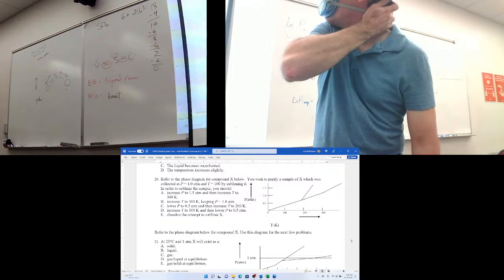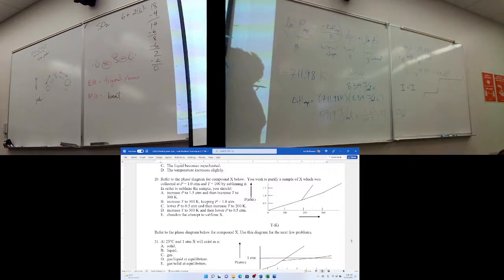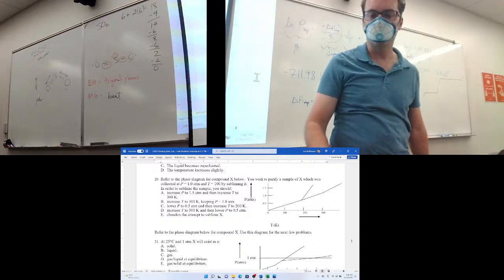So in this case, the answer is C. You have to lower to 1/2 atmosphere pressure. Then you increase the temperature, and you can sublime it. You can turn it to a gas directly.